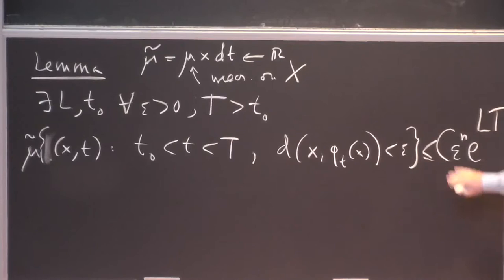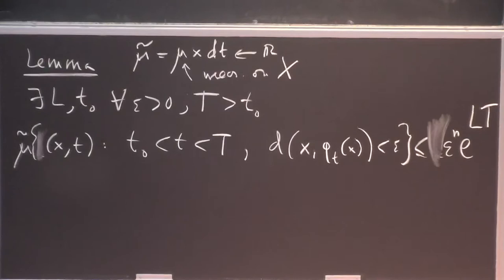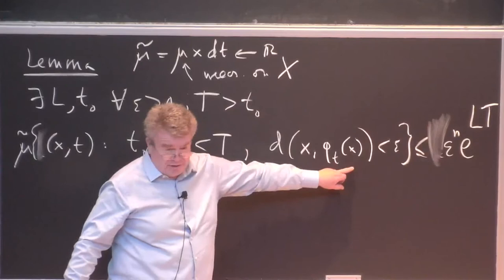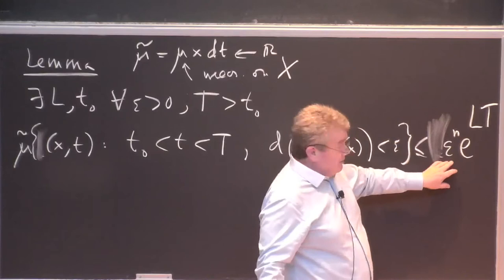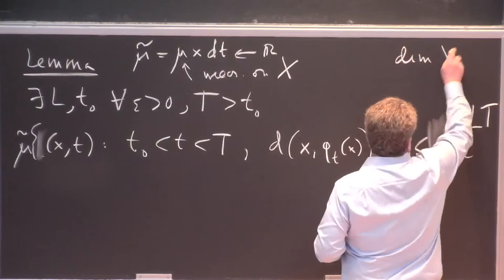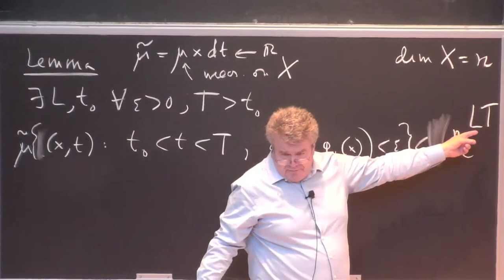I can make L larger. So this means that the set of points which get very close to each other as epsilon goes to 0, if I look at the volume in both position and time, is bounded by epsilon to the n, times the volume of the unit ball. So I should say the dimension of x is n, and something which grows exponentially.